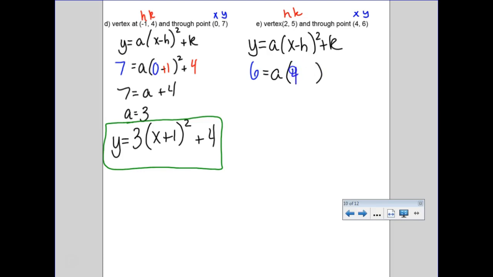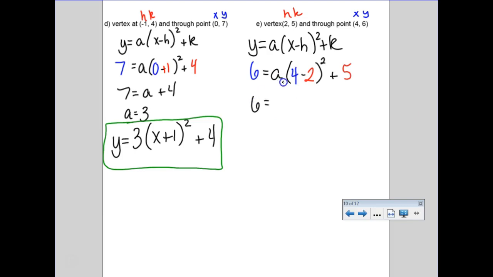The x was a 4. And then you're subtracting the h. Who is the h clue? 2, thank you. Now, very common mistake happens right here. Kids forget that this quantity is squared. Because when it's a 1, it doesn't matter, but this time it will matter. And then plus your k value, which is a 5.